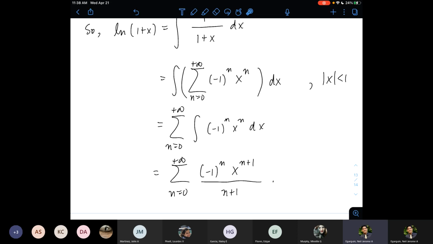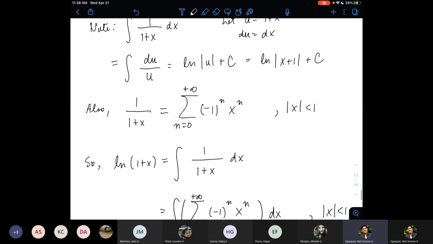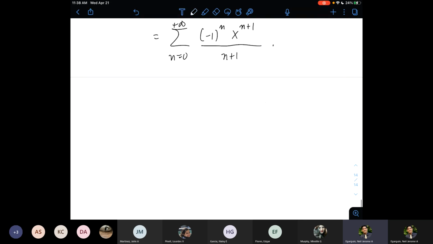Okay. All right, let's try another one. Maybe the last one for this topic, unless you have some questions on this. Let's try tangent inverse of negative x. Or this is the same as arctan of x, right?